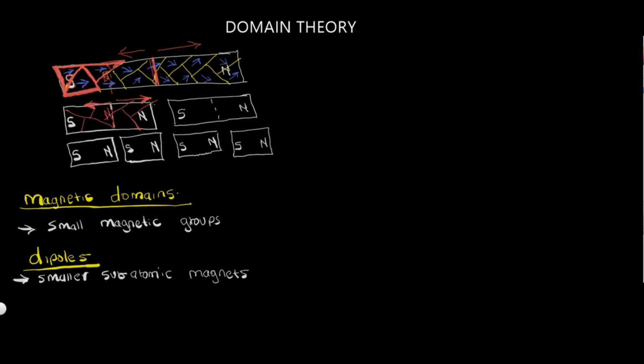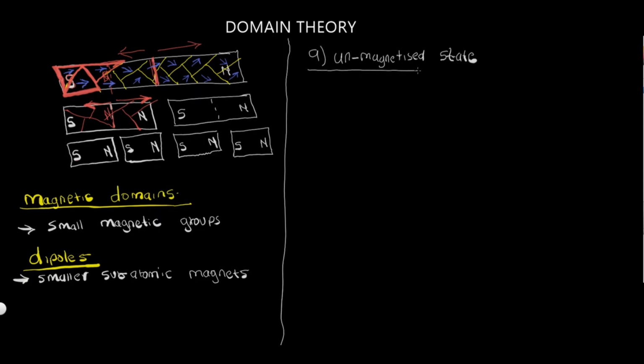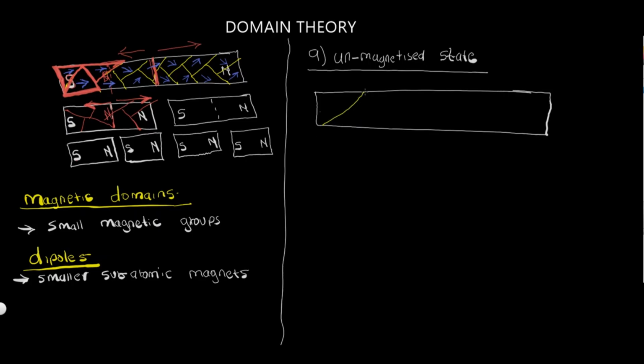So how can we represent magnets and non-magnets or saturated magnets using the dipoles and the domains? We can draw an example of a magnet here. We start with A, which is the unmagnetized state. Now, how can you represent an unmagnetized state using the magnetic domains and dipoles? It will look like this. We can separate this material into magnetic domains. We said domains are smaller magnetic groups. So we separate them like this, and these are the magnetic domains.